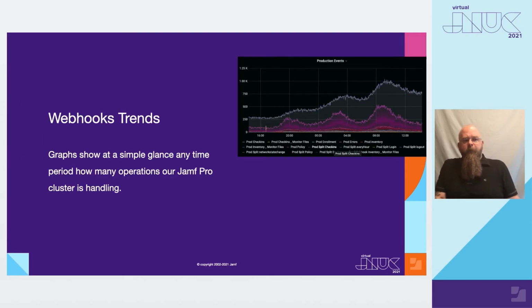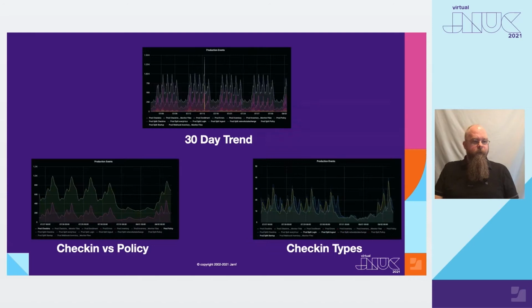Using trend graphs, we are able to make data-driven decisions. Here is a 24-hour trend, which makes it very easy to visualize when our users are active based on webhook activity. We are also able to compare certain metrics, such as how many policies run as a result of computers checking in, or the type of check-ins that are running.